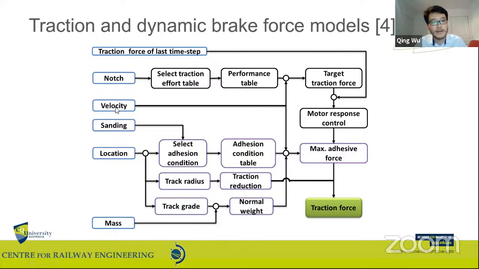So that's why we need the velocity, locomotive location, and mass information, to deliver the maximum available adhesive force. Then after that, we can come up with the traction force. There is a very special operation in the railway system called sanding, which is the third or fourth input in this model. What is sanding?